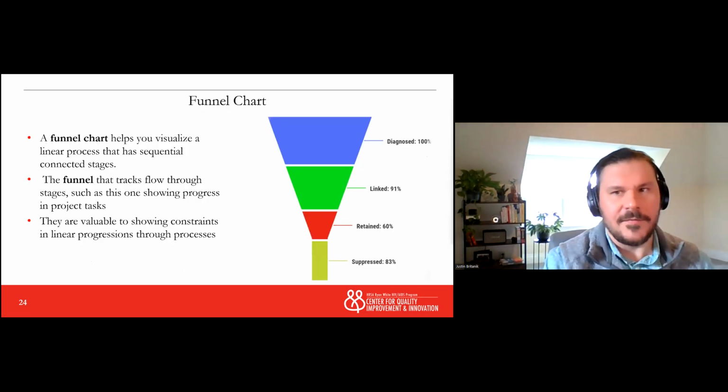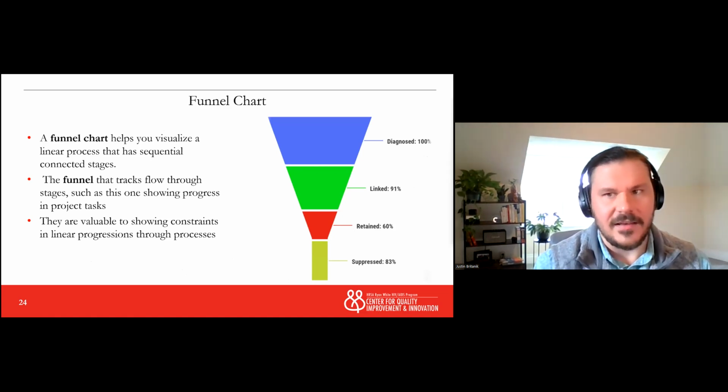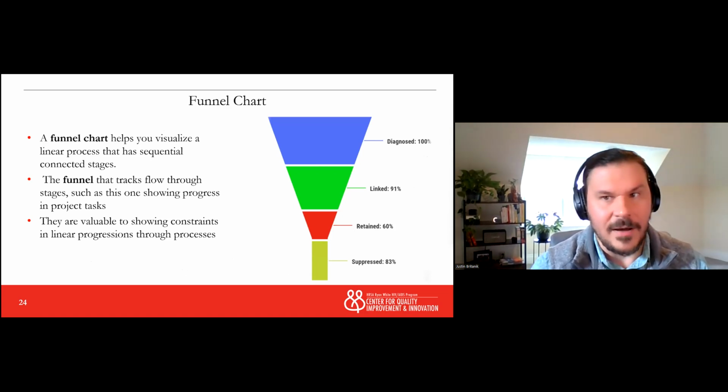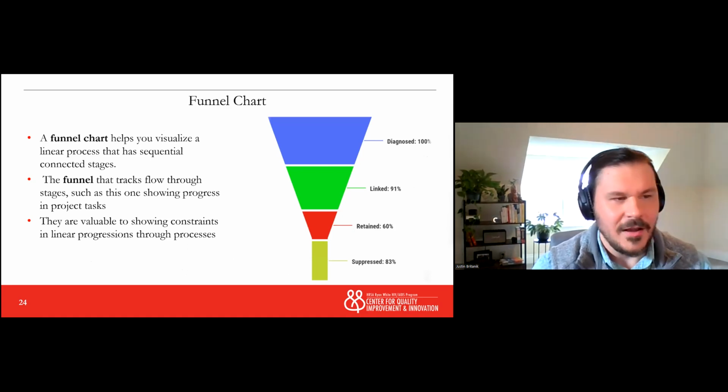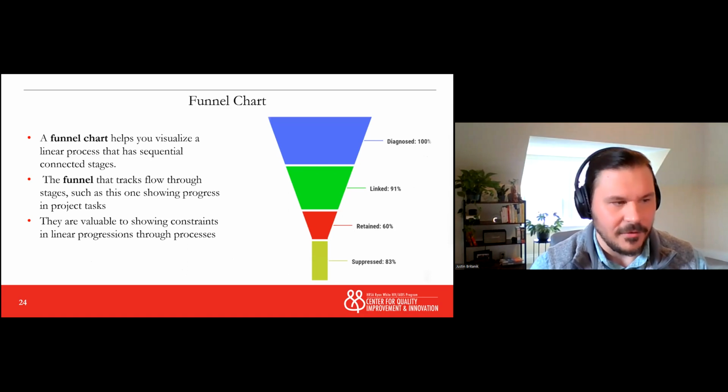This is one of my favorite charts for looking at flow, a funnel chart. This really helps you see a linear process in sequential connected steps. We can see really clearly here where the flow bottlenecks, and that's at retention. Everyone that tests positive, we know they're diagnosed. We're doing a pretty good job at linkage, 91%. And then we see, oh, retention, we don't do so great at.